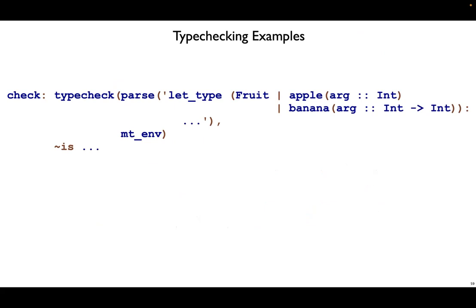Now let's look at type checking for let type and match. For let type by itself, there's not too much to check. Any type name and variant name should be okay, and the type of the overall expression should be the type of the body on the inside.